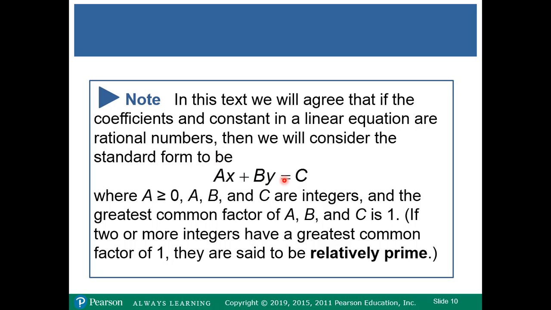So a, b, and c are integers, and a has to be greater than or equal to 0, so it can't be negative. And the greatest common factor of a, b, and c is 1, which means that they have no common factors. So everything is in lowest terms, right? You can't factor out anything, and a is not negative. If that's the case, then we say it's in standard form. When they have no common factors, they're said to be relatively prime.